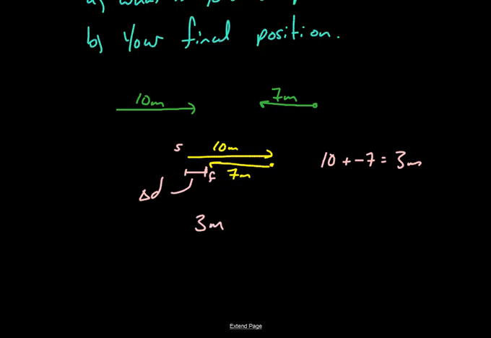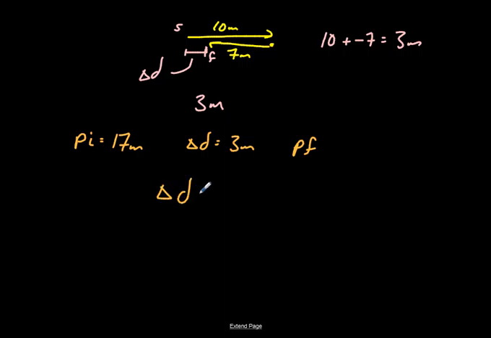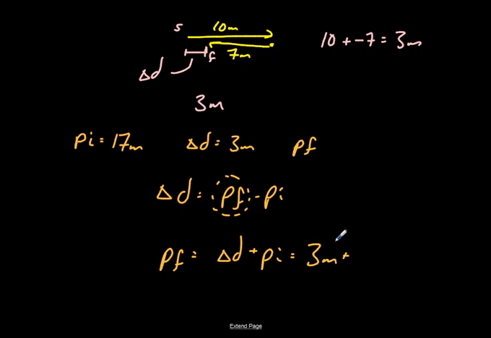And now the second thing said, you started at, so initial position in this case was 17 meters to the east, okay? And you know that your delta D was 3 meters, and you need to find your final position. So our math said delta D is equal to final minus initial, and we want this guy. So we're going to say then that the final position should be equal to the change in position plus initial position. So 3 meters plus initial 17 meters. You should be at 20 meters.